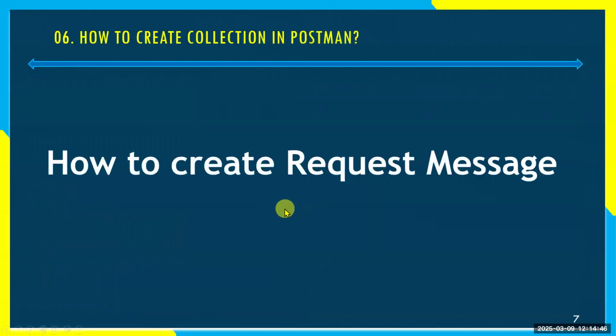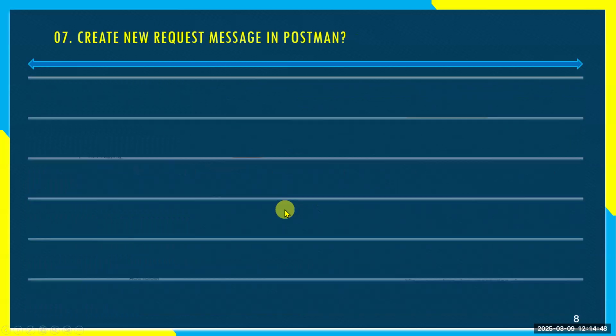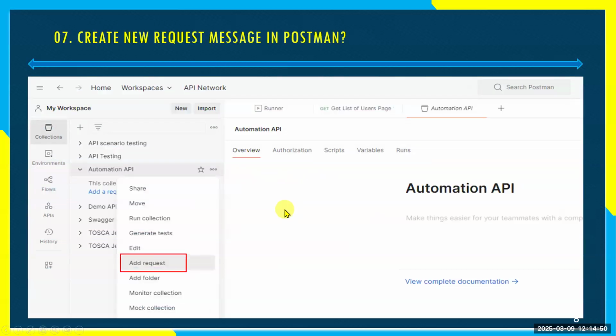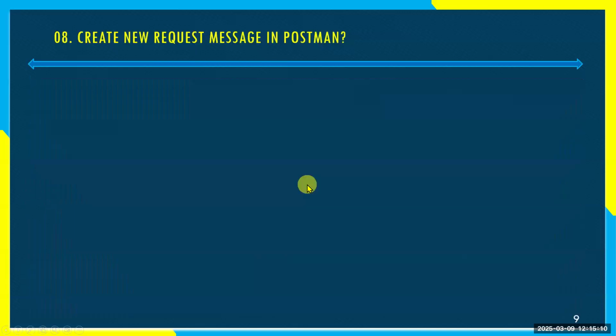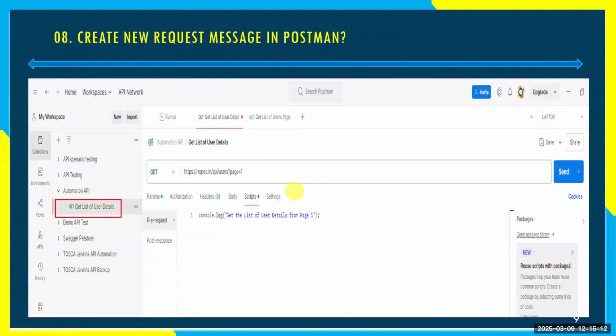Next, how to create a request for the testing. So in the collection, right click, there are three dots. You have to click on the three dots. You can see a pop-up window, a drop-down window. So click on add request. Then it will create the request message. Now you can see this is the request message: get request message, get list of all the users.